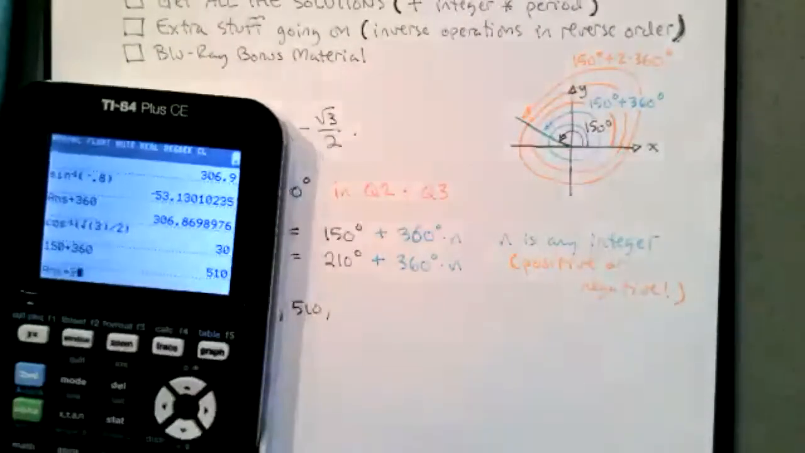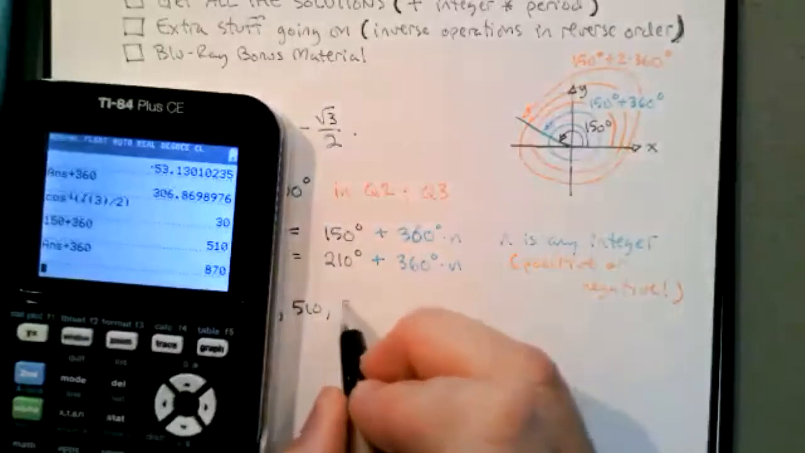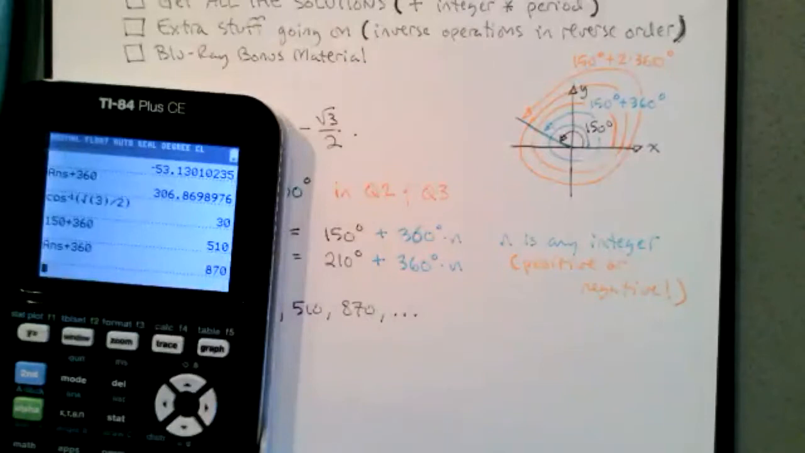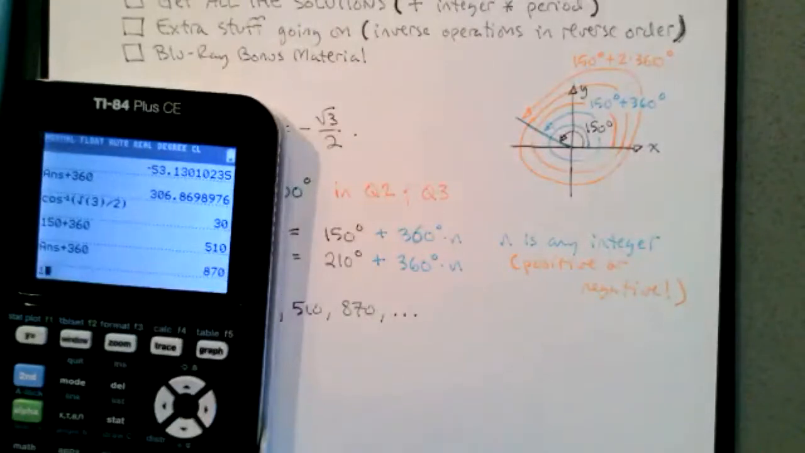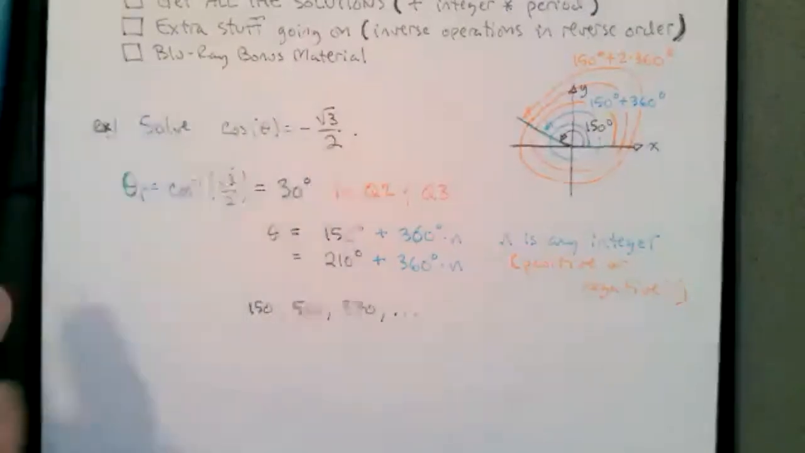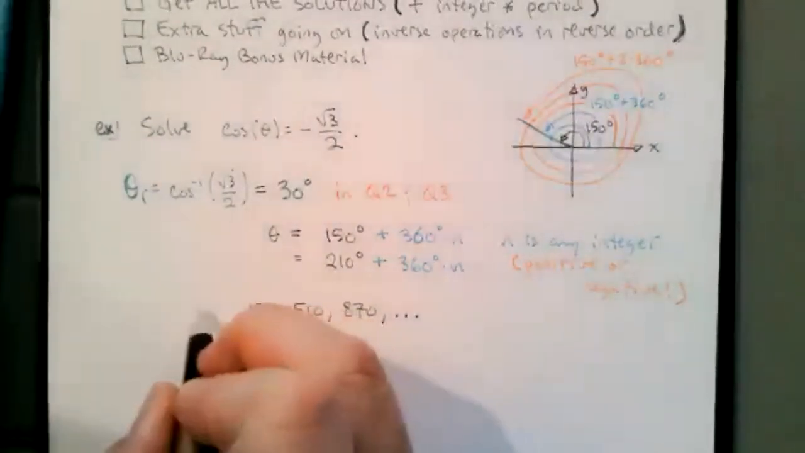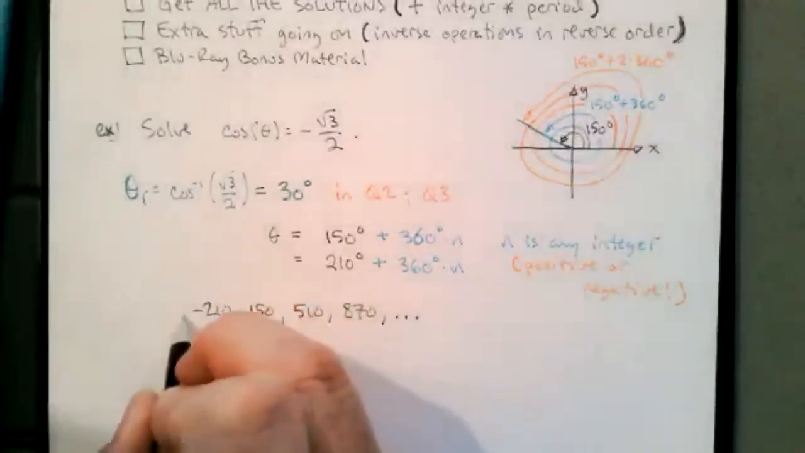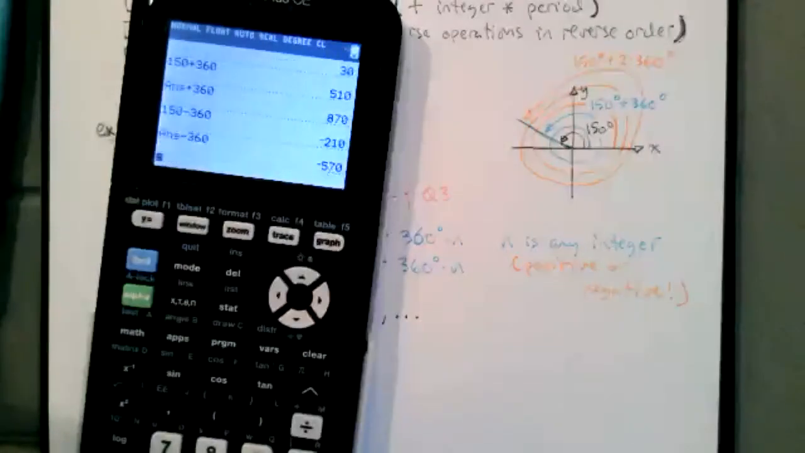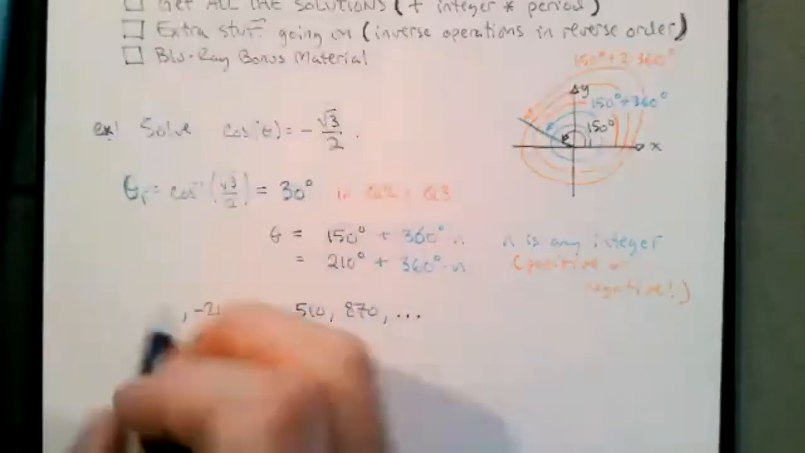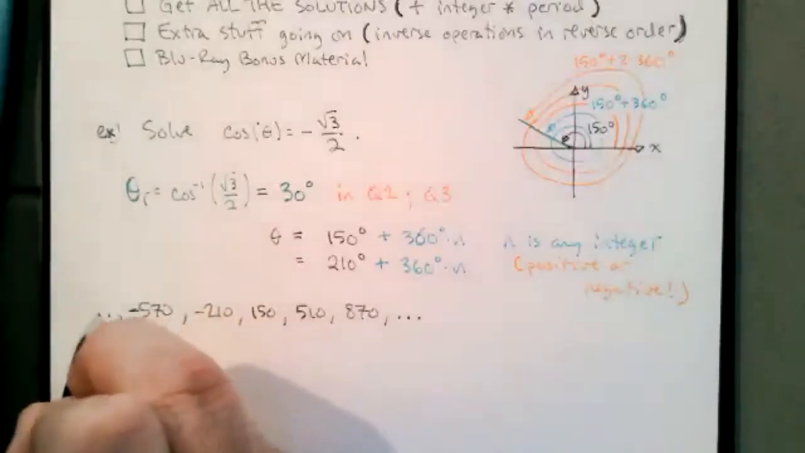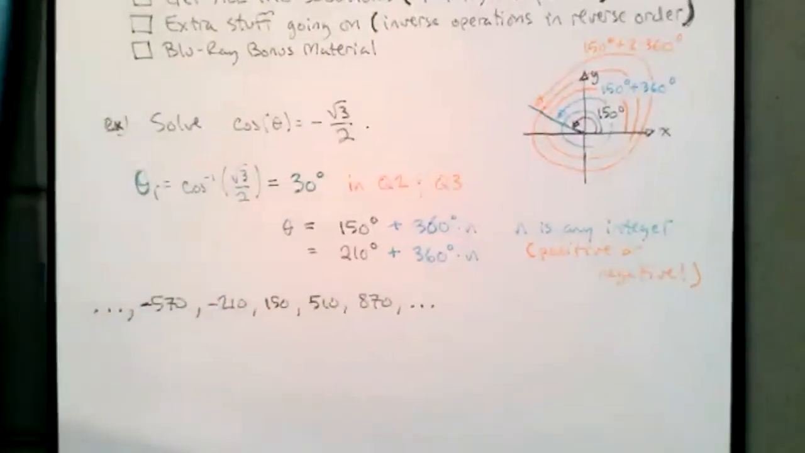I can add another 360. 870 is a solution. And this goes on forever because we can add any number of circles. But I could also take the 150 and subtract 360, go backwards a full circle and be at negative 210. And if I subtract another circle again, we'll be at negative 570. And this will go on forever in that direction.